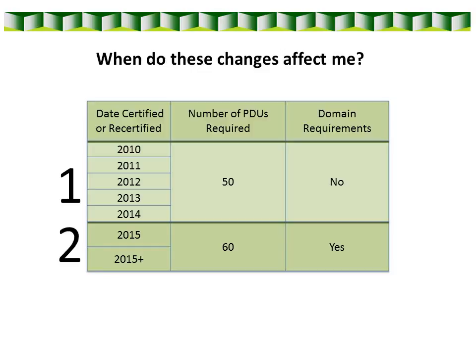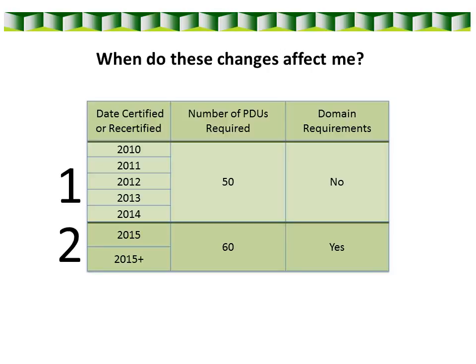Group 2 consists of those who become certified and those who successfully recertify in 2015 or later. This includes those CCLSs who passed the exam in 2015. The first of these two groups is much larger, so I will address them first.